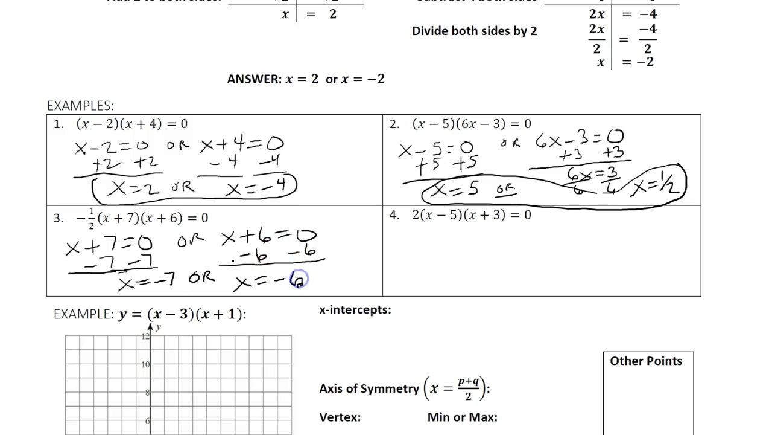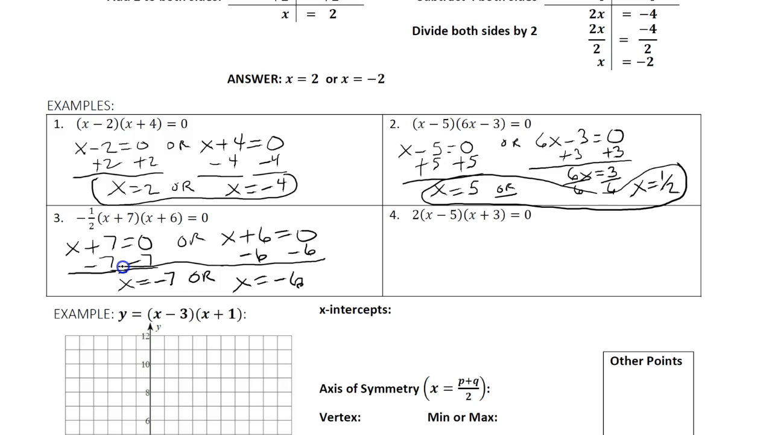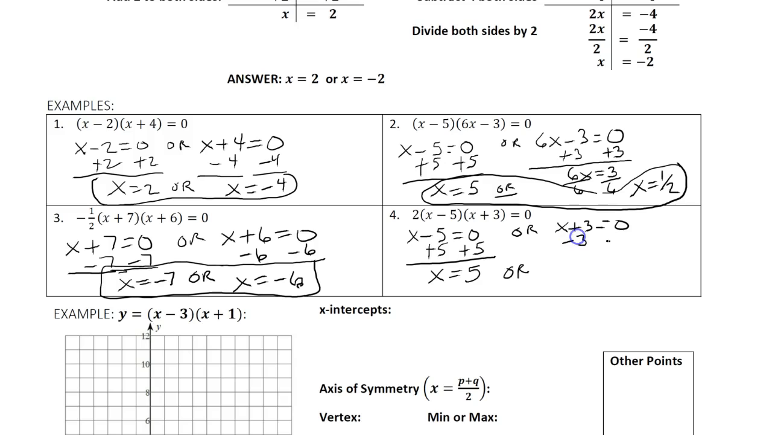Now pause the video and try the next example yourself. Now that you have tried it, check your work. Ignore the factor 2 and set just the factors x minus 5 and x plus 3 equal to 0. Solve both equations. The solutions are x equals 5 or x equals -3.